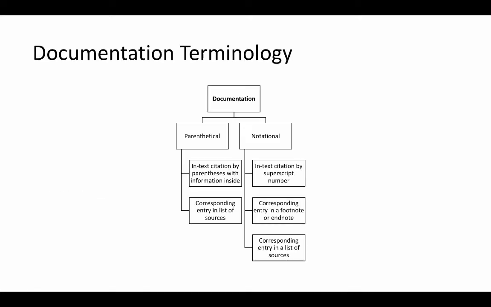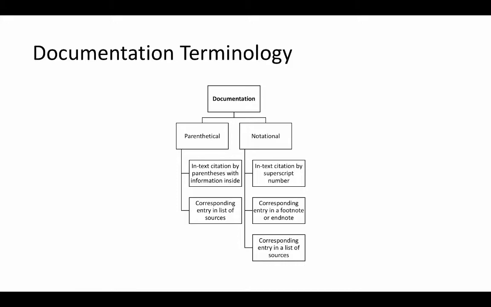So first, references. We could also call references documentation, and so it helps to put these things in terms of categories. Documentation can be in two categories, the first one being parenthetical. Parenthetical literally means it involves parentheses. So for this to document a source, it has to appear twice. Number one, it has to appear in the actual text of the manuscript, inside parentheses, some information about that reference.